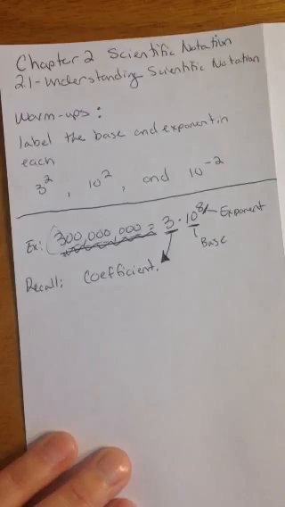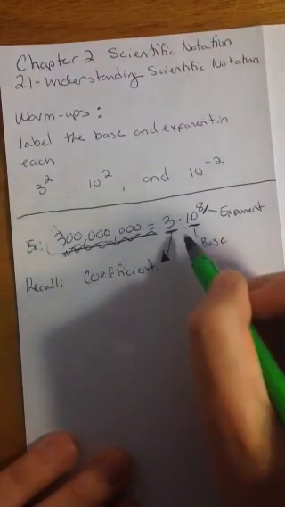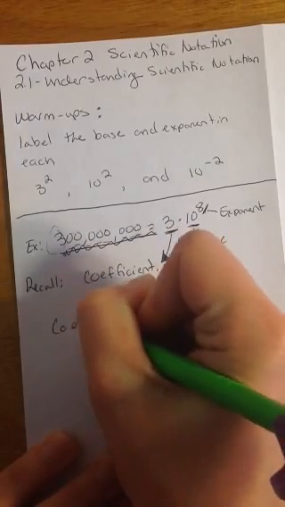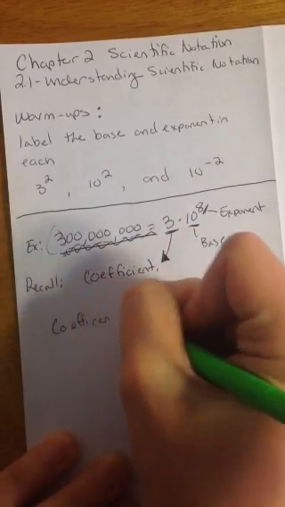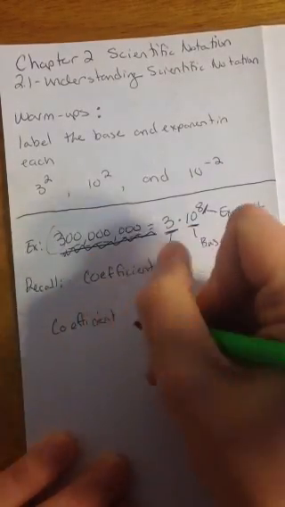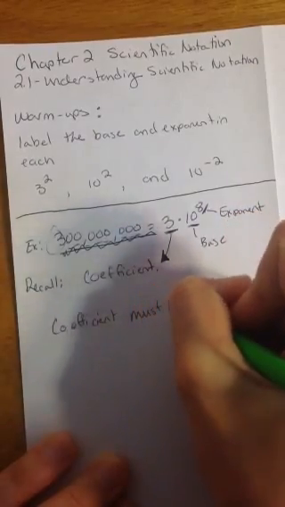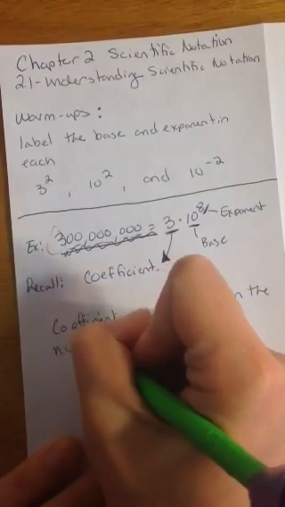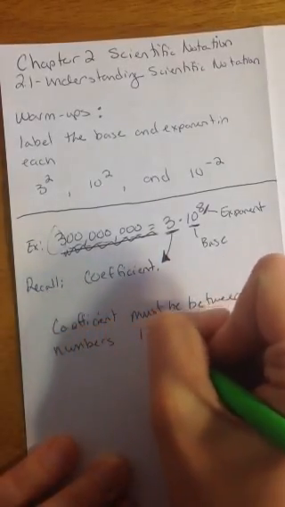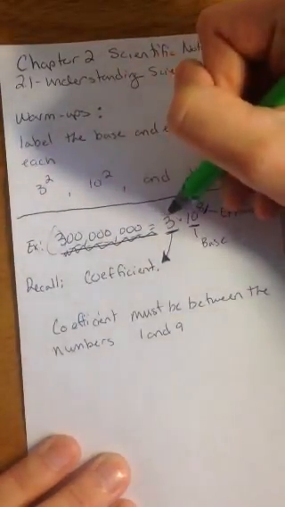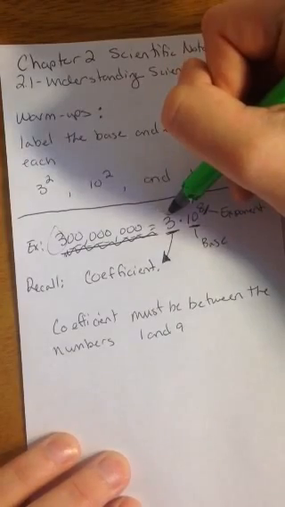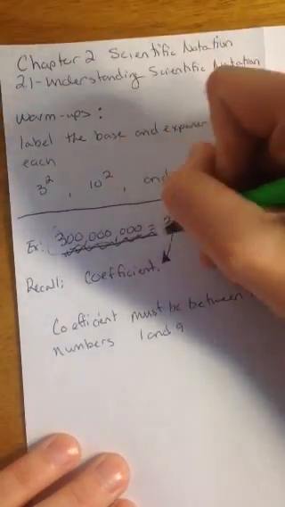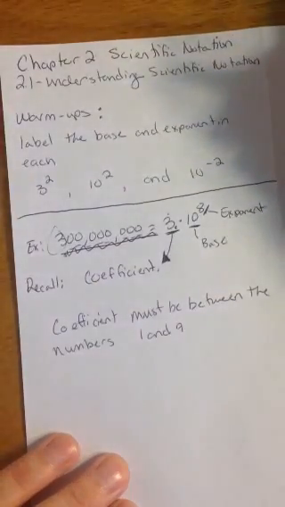Okay. And then remember, when you write a number in scientific notation, the coefficient must be between the numbers 1 and 9. So this number right here can't be 0, and it can't be 10, 11, 12, or anything bigger than that. Okay, it has to be a number between 1 and 9. So that's the number in front of the decimal place as well, okay?